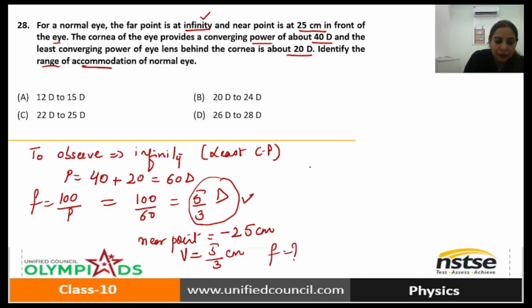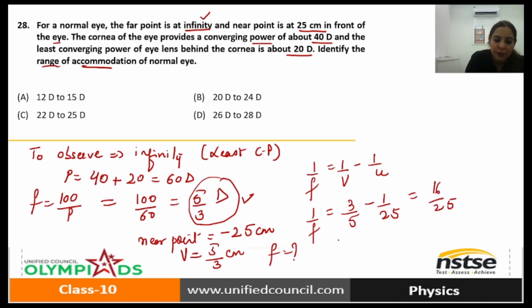Using the lens formula, we know that 1 over f is equal to 1 by v minus 1 by u. Putting in all the values and solving, 1 by f would be 16 by 25, or f will be equal to 25 by 16. So this gives you your focal length.